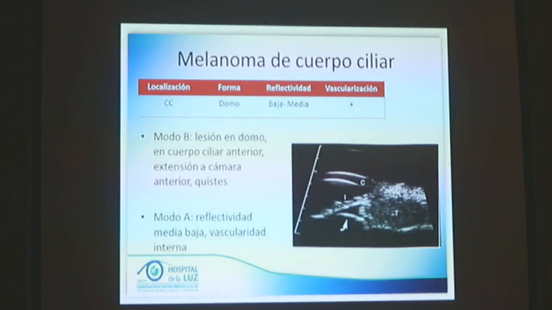Los melanomas del cuerpo ciliar son lesiones que se encuentran en domo, de baja a media reflectividad, son vascularizadas, donde hay un crecimiento atípico de lo que es el cuerpo ciliar. Por lo general, cierran el ángulo en ese sector, por protrusión del mismo iris hacia adelante, y cierran el ángulo de forma secundaria. Y también podemos llegar a encontrar la reflectividad, que puede ser media baja, y si dejamos el transductor aquí podemos ver vascularización de la misma tumoración.